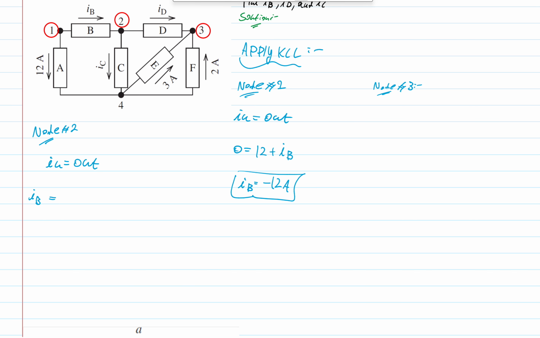So after rearranging the equation, we get the equation of IC is equal to negative IB minus ID. Putting that inside, we get 12 minus 5, which is negative 7 amperes. Like that, you're done.